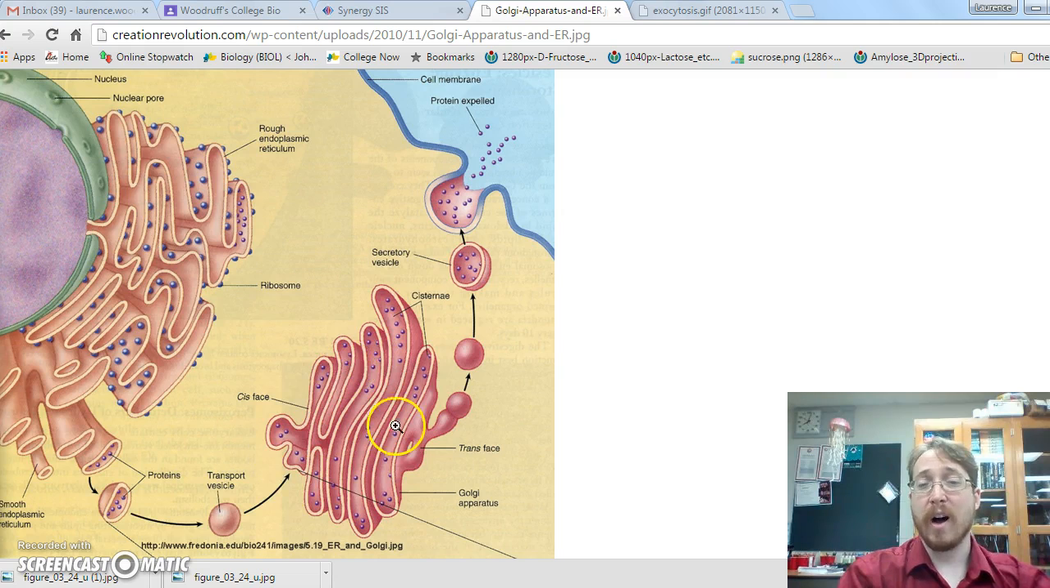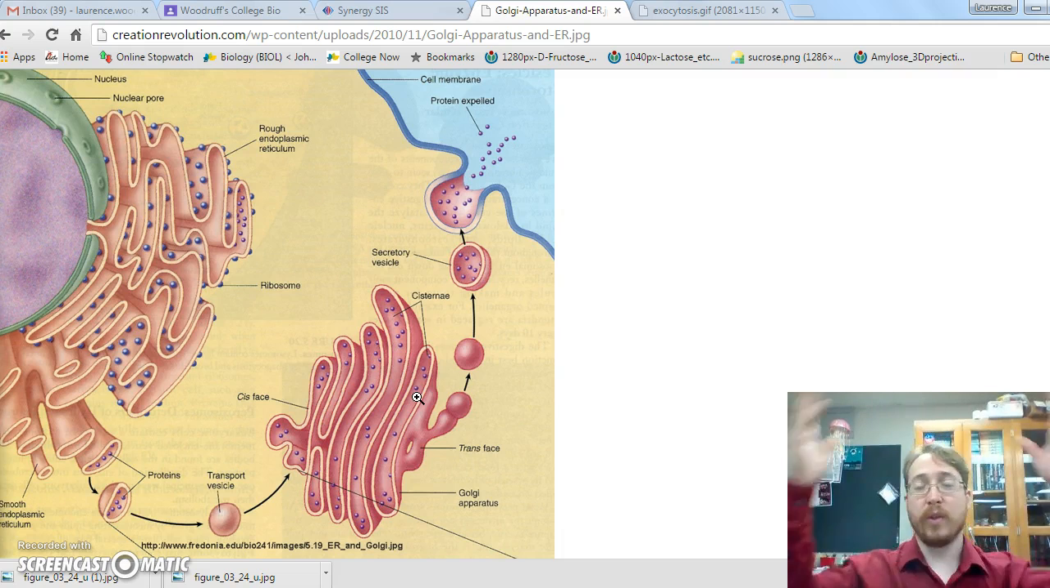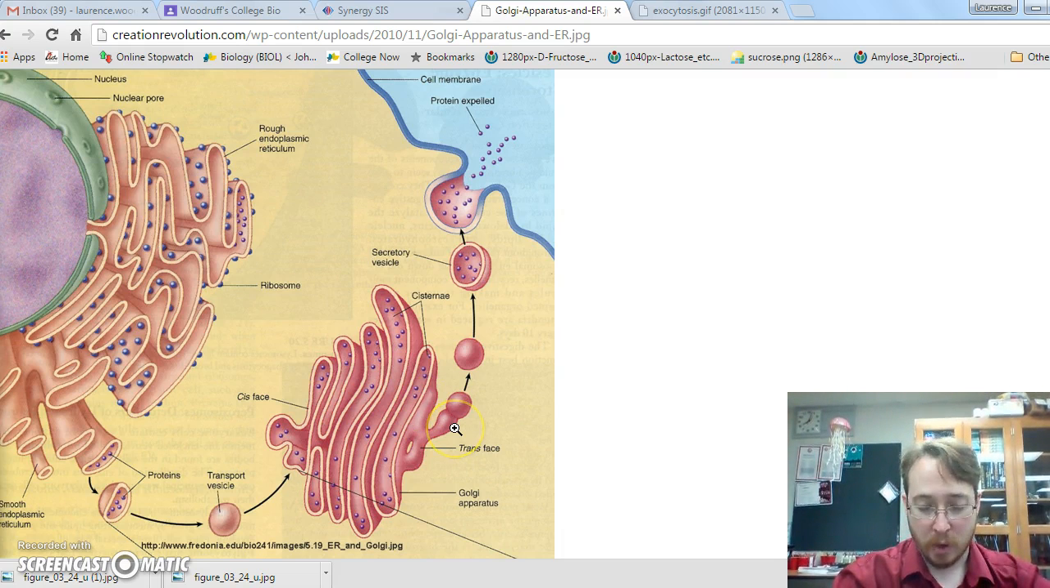Now, the Golgi body also makes lysosomes. If the protein in the transport vesicle is a set of digestive enzymes, then the Golgi body will put some finishing touches on that vesicle and turn it into a lysosome so that it can digest things in the cell. So that's sort of the story. Those are the things involved.